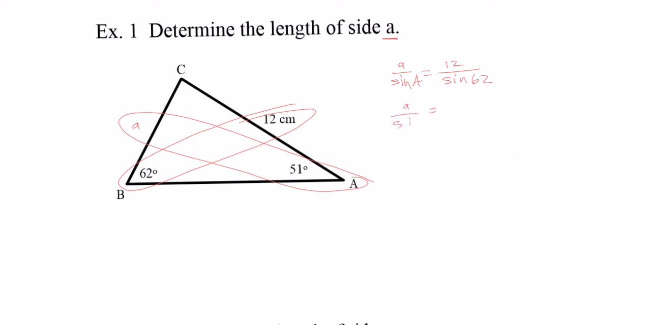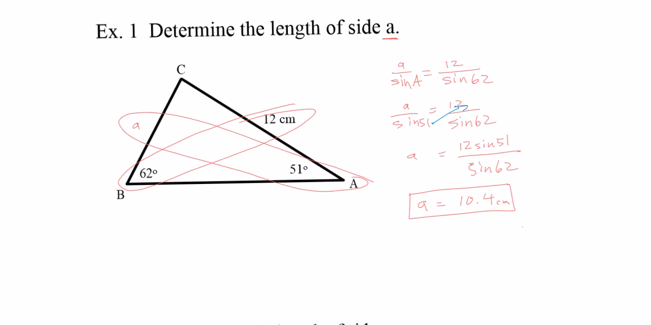a over sine of 51 is 12 over sine of 62. All we're going to do is move this sine of 51 up to the other side. Since it's division, it means it's going to be multiplication on the other side. So we get 12 sine 51 divided by sine of 62. So that is a. When we compute, we end up with a equaling 10.4 centimeters.